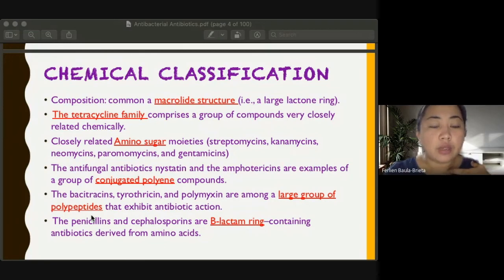And then our very famous penicillin and cephalosporin. They are called the beta-lactam antibacterials, because both of them have a central structure called the beta-lactam ring. Okay? So, the beta-lactam ring.